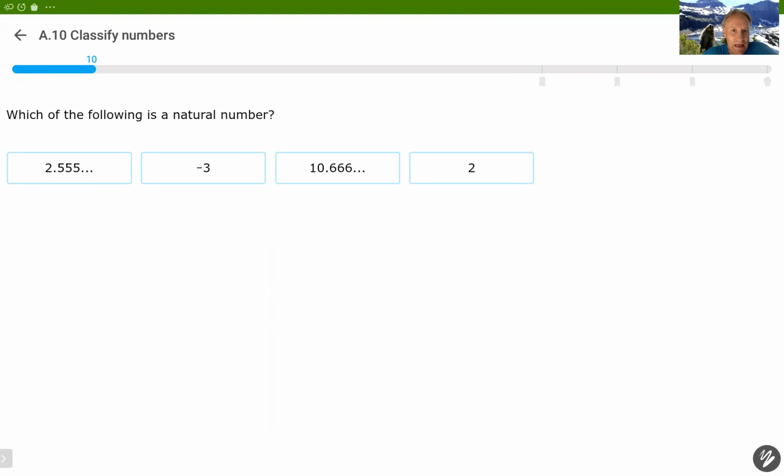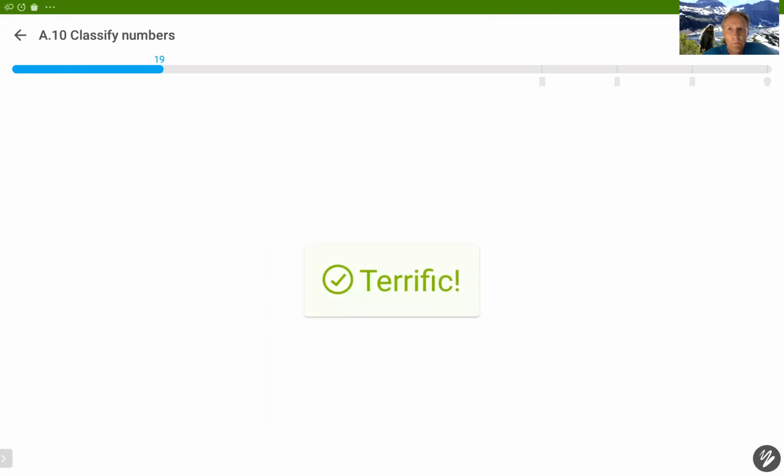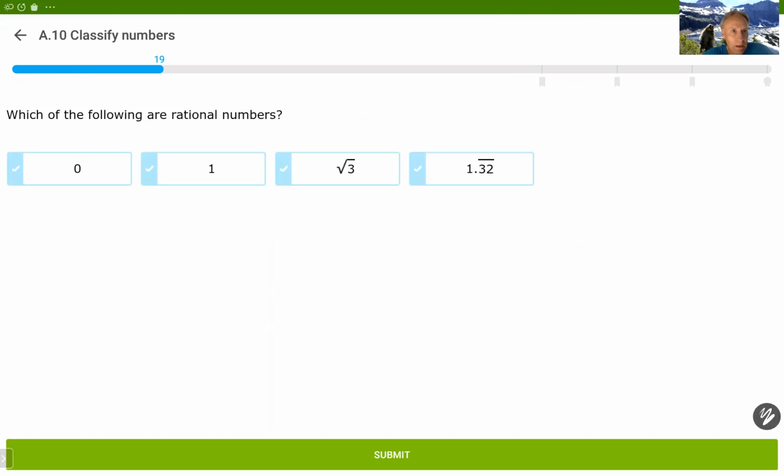Which of the following is a natural number? Those are the numbers that we count. I kind of think of them as the caveman numbers. 0 is not included. Naturally, we start counting 1, 2, 3 because they're natural. 2 was the only natural number.